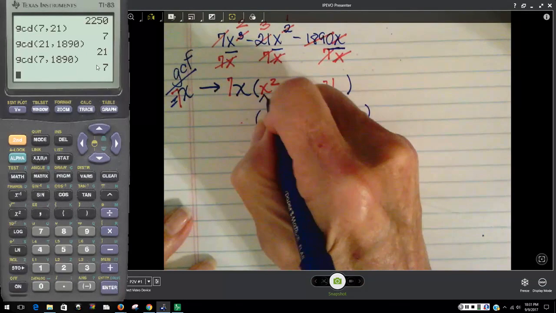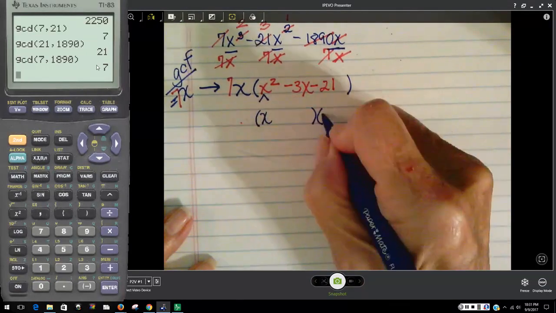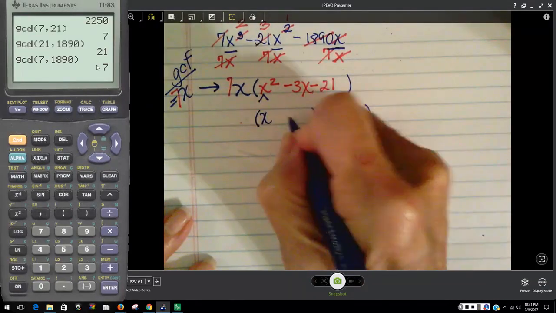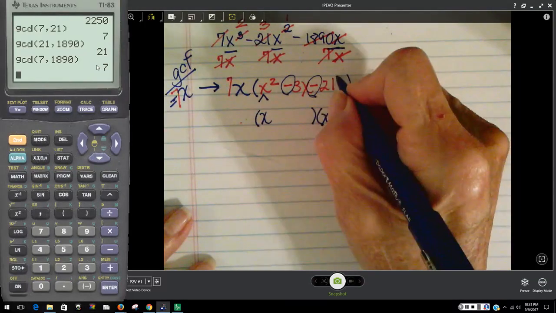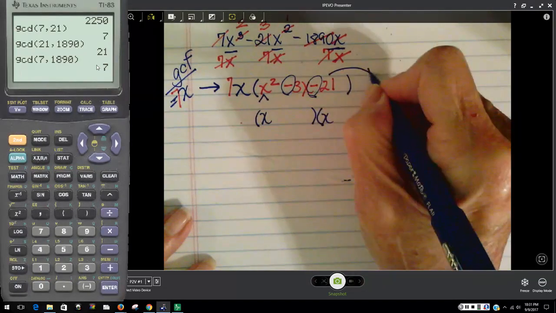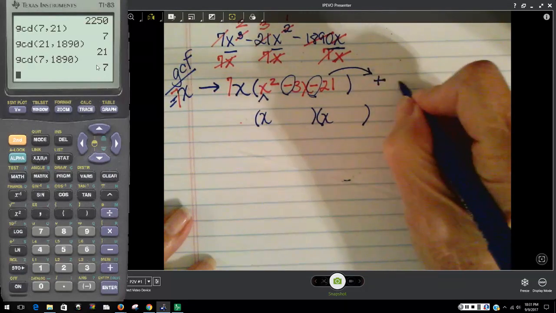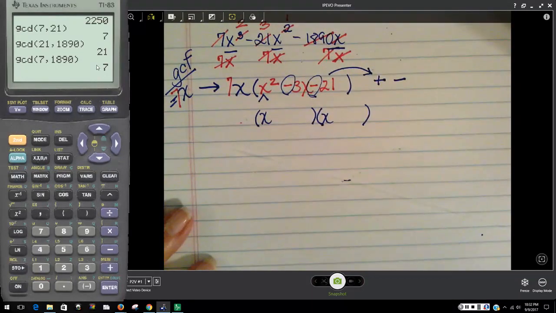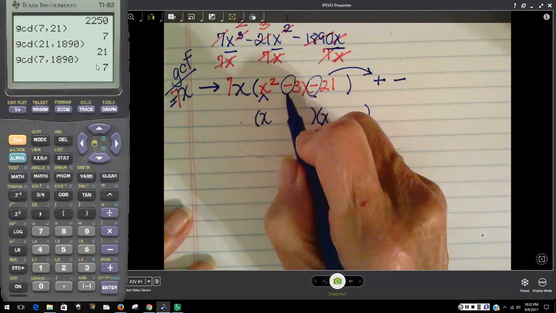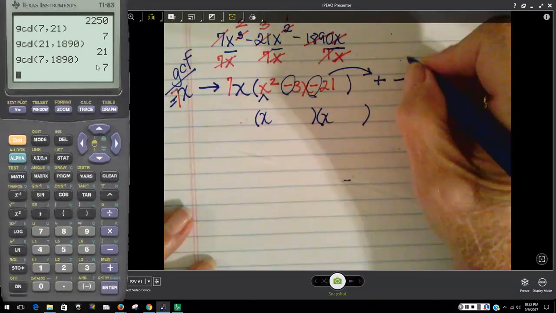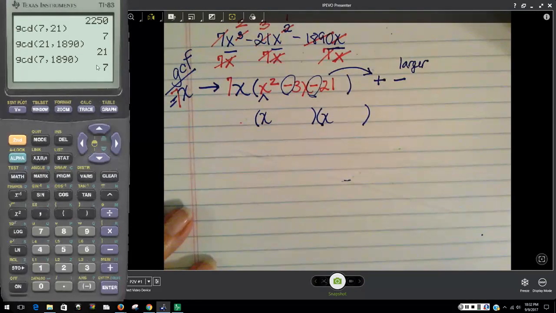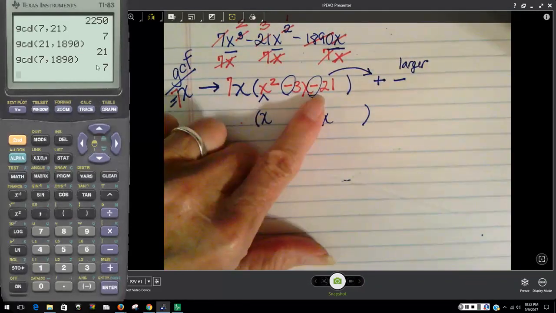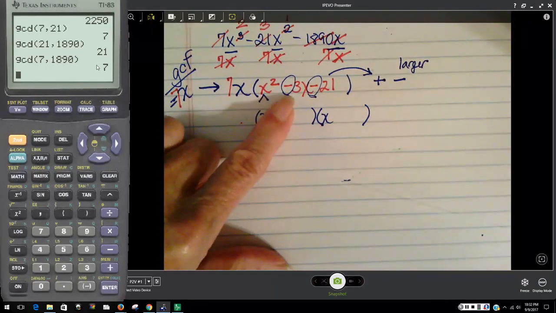x squared factors into x times x. The middle term is negative. The last term is negative. The fact that this is negative tells me that I'm looking for a positive and a negative factor. The fact that the result when I add those together is negative tells me that this is going to be the larger. The question is, how many factors of 21 are there, and do any of those factors of 21 add or subtract to give you 3?